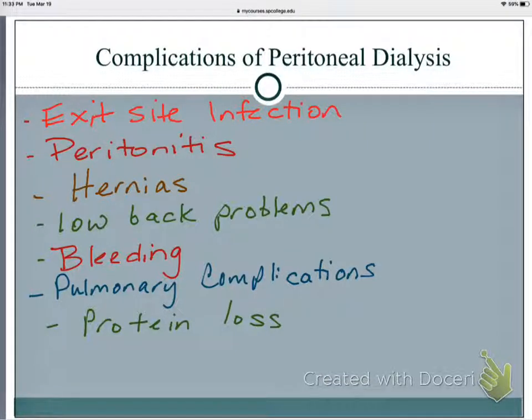This results from contact contamination, or like I said, exit site or tunneled infections that travel into the peritoneum. It can occur from improper technique when connections for exchanges are contaminated. Again, Staph aureus, Staph epidermidis, same thing. Rarely is it intestinal bacteria crossing into the peritoneal cavity. It's not usually due to that.